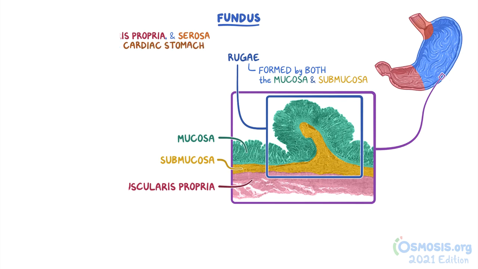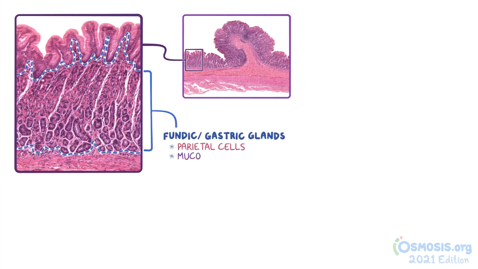The fundic mucosa may look similar to the cardiac mucosa, but the glands present in the mucosa are different. Instead of cardiac glands, the gastric pits join with fundic or gastric glands, which consists of 3 major cell types: parietal cells, mucous neck cells, and chief cells. The gastric glands are also broken down into 3 regions: the isthmus, neck, and base of the glands.